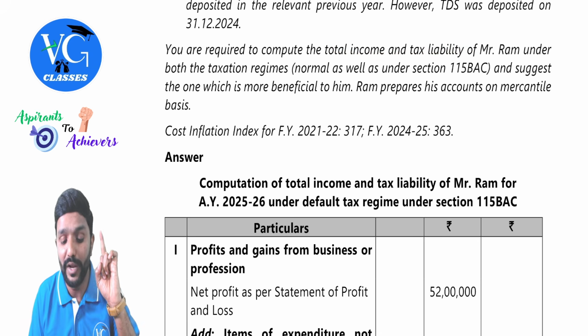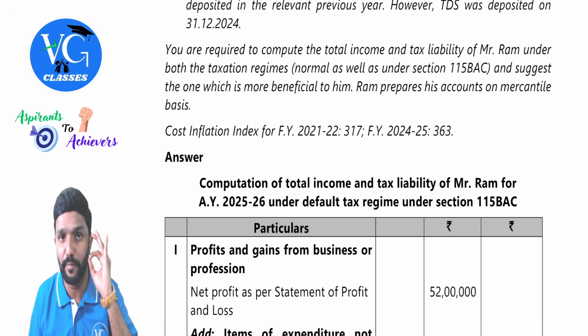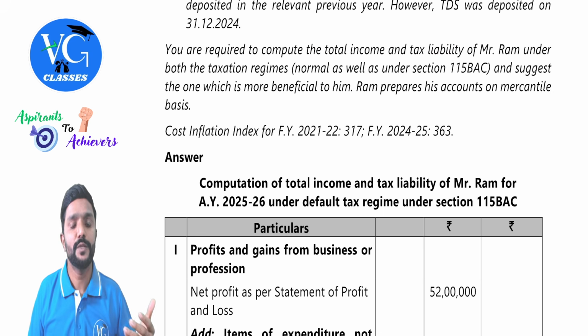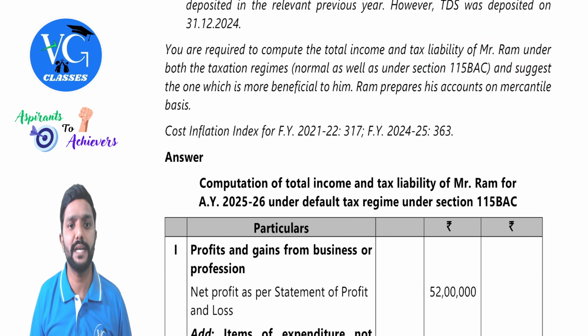Because sometimes students will miss out. They will read only this and leave the other. Please be careful, guys. Read properly what they have asked. So the total income and tax liability of Mr. Ram under both the taxation regimes, that is normal as well as under section 115 BAC. 115 BAC is nothing but the default scheme, and suggest the one which is more beneficial to him.